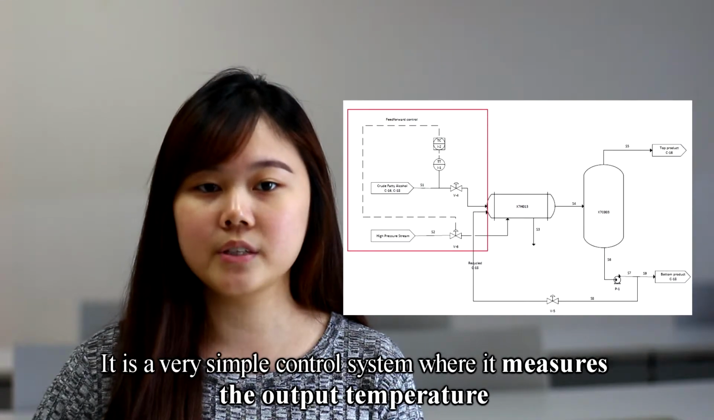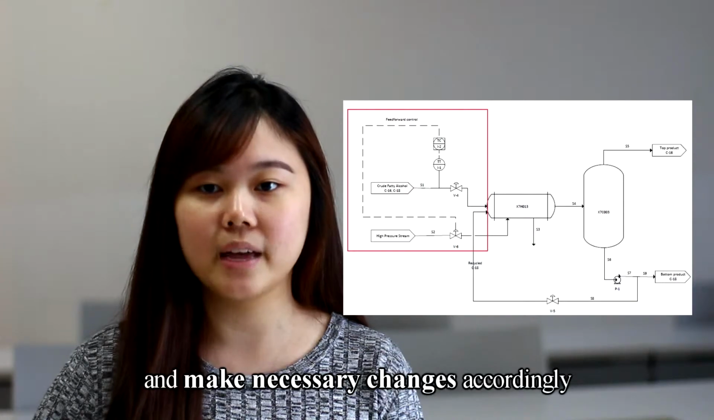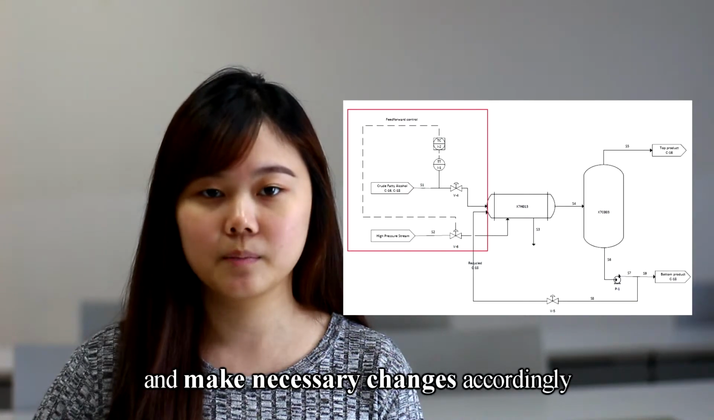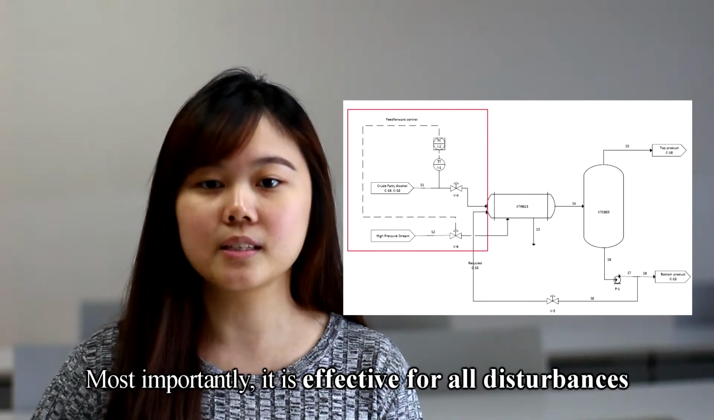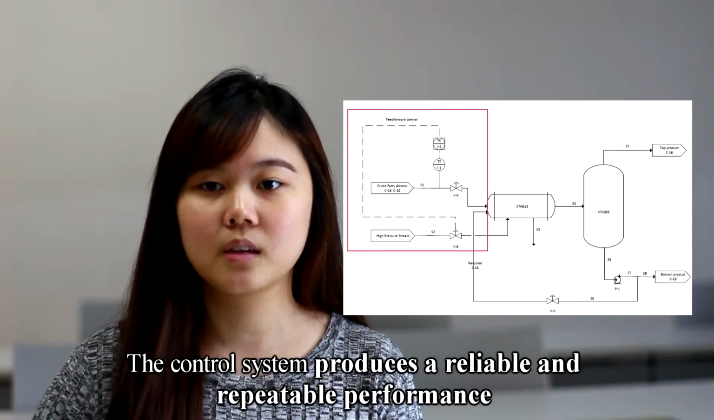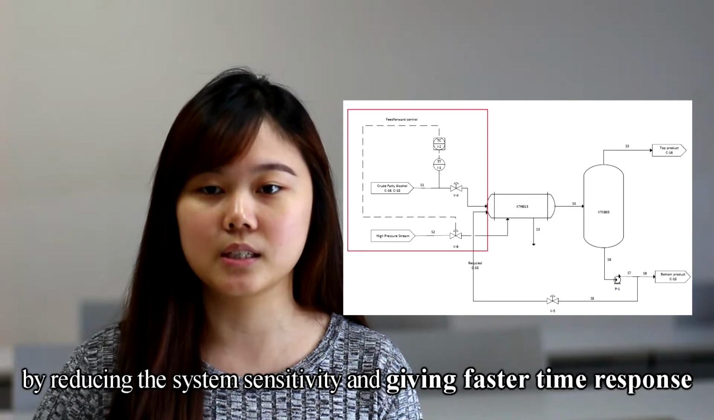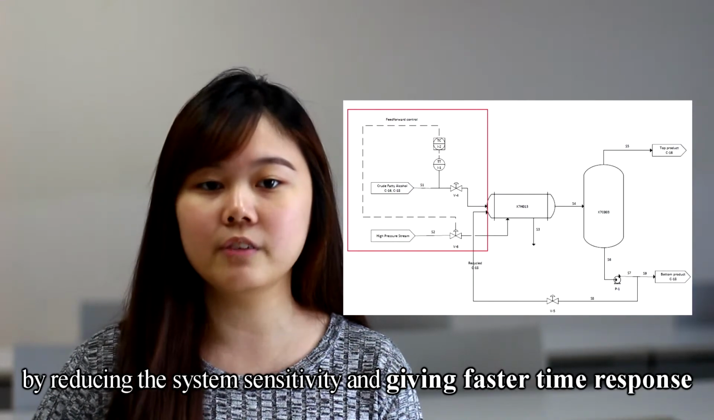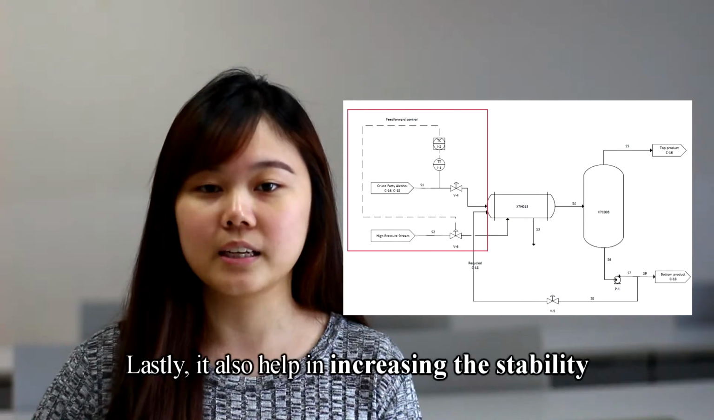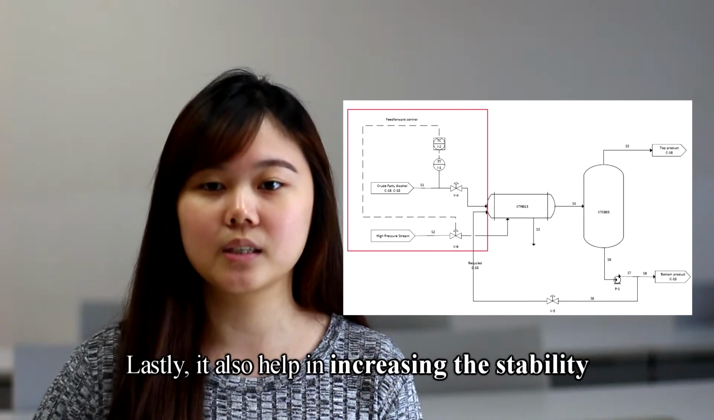It is a very simple control system where it measures the output temperature and makes necessary changes accordingly. Most importantly, it is effective for all disturbances. The control system produces a reliable and repeatable performance by reducing the system's sensitivity and giving a faster time response. Lastly, it also helps in increasing the stability.